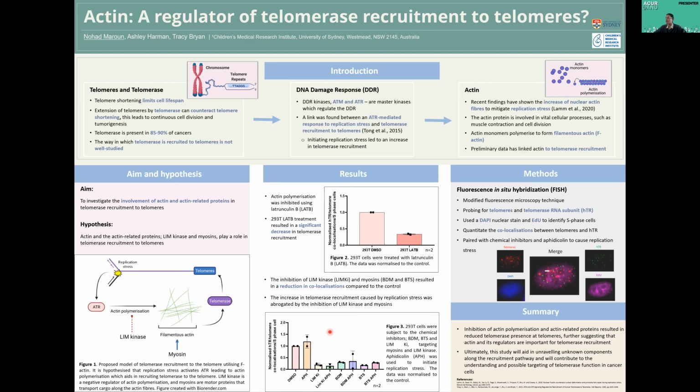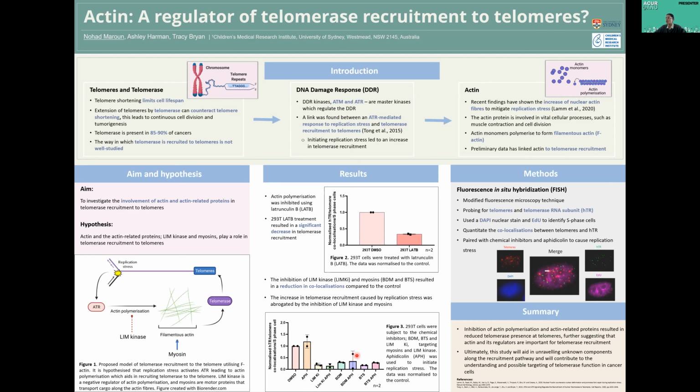So as we can see in the figure, the significant increase in co-localization seen in the aphidicolin treatment is consistent with previous findings that replication stress increases telomerase recruitment to telomeres. So compared to the DMSO control, the individual and the dual inhibitor treatments all showed a significant reduction in co-localizations. Moreover, the increase in telomerase recruitment that was seen as a result of the aphidicolin-induced replication stress was abrogated by the inhibition of LIM kinase and myosins.